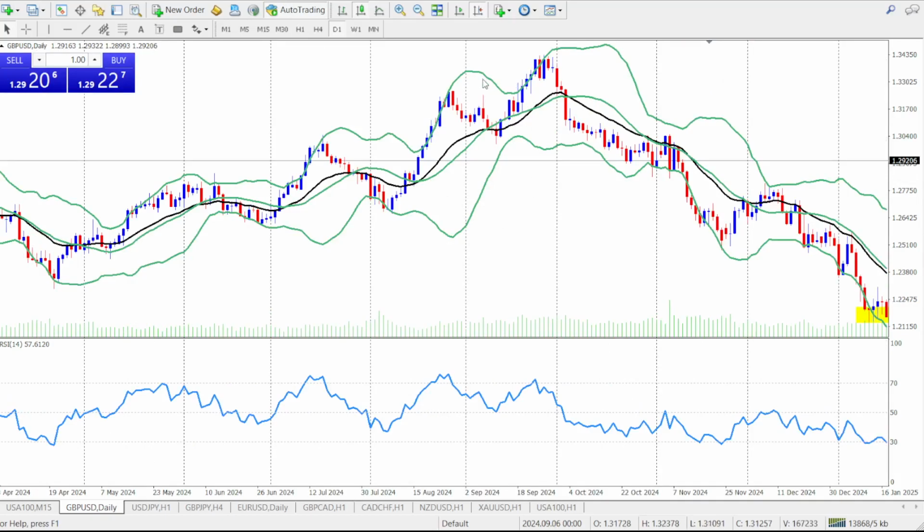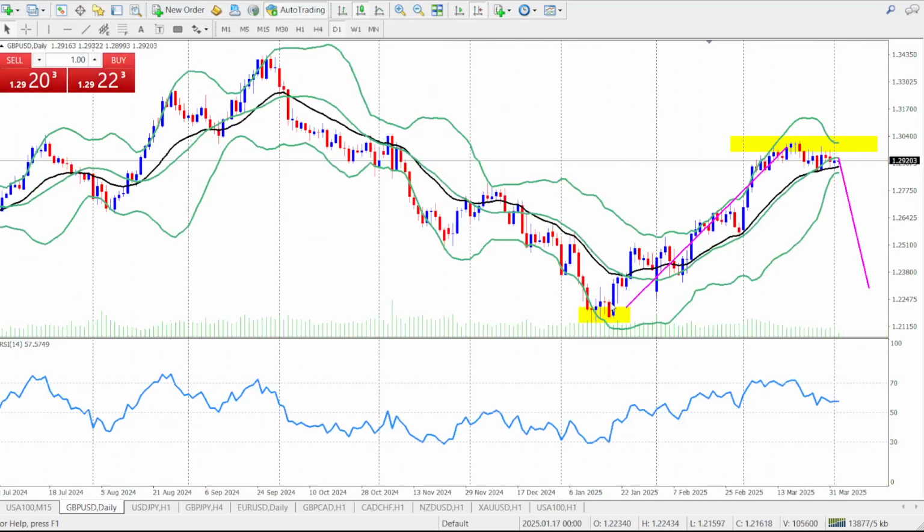When the price touches the upper band, it signals overbought conditions. And when it hits the lower band, it signals oversold conditions. So this tool is great for spotting breakouts and trend reversals.